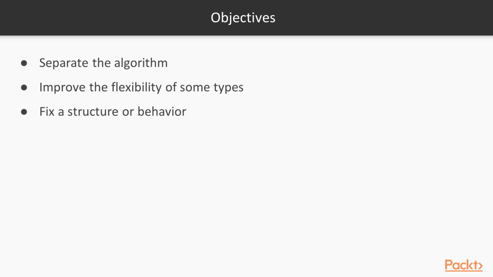With behavioral design patterns, we are mainly dealing with algorithms. Visitor patterns are not an exception. The objectives that we are trying to achieve are listed here. The first and foremost is to separate the algorithm of some type from its implementation within some other type. Secondly, to improve the flexibility of some types by using them with little or no logic at all, so all new functionality can be added without altering the object structure. And lastly, to fix a structure or behavior that would break the open/closed principle in a type.